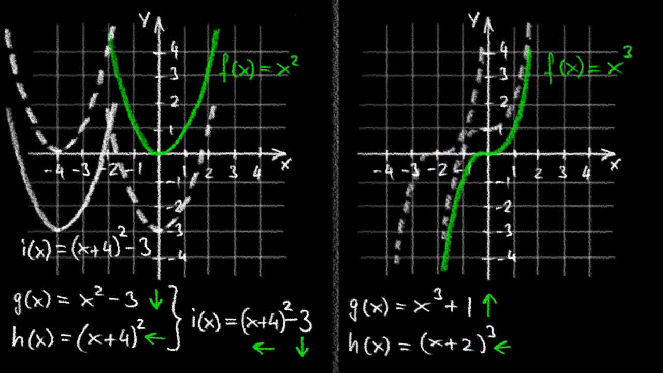Note that addition shifts the graph to the left and subtraction shifts the graph to the right. Again, combining these two functions gives us h of x equals (x plus 2) cubed plus 1.